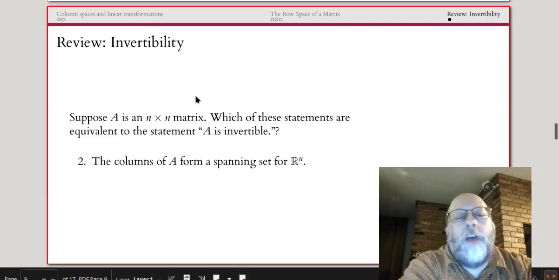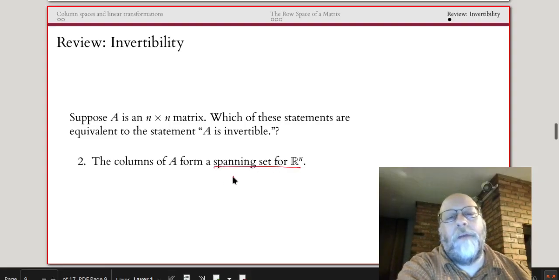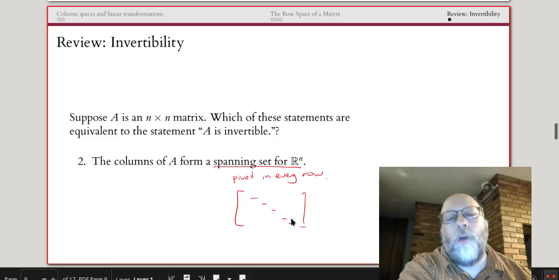So what if I tell you the columns form a spanning set? Well, spanning set for Rn means that there's a pivot in every row. But again, because the matrix is square, when we finish up all the rows, we finish up all the columns, and therefore being a spanning set for Rn is equivalent to being invertible. These are also equivalent.